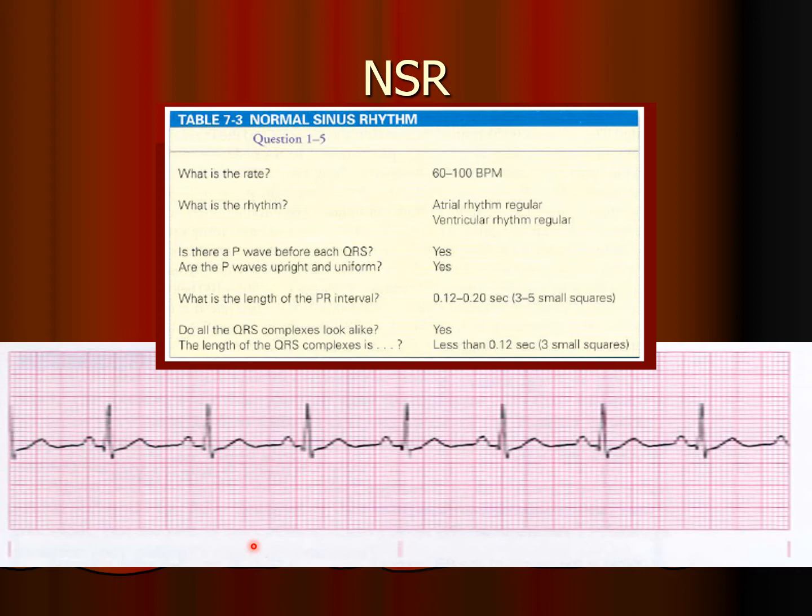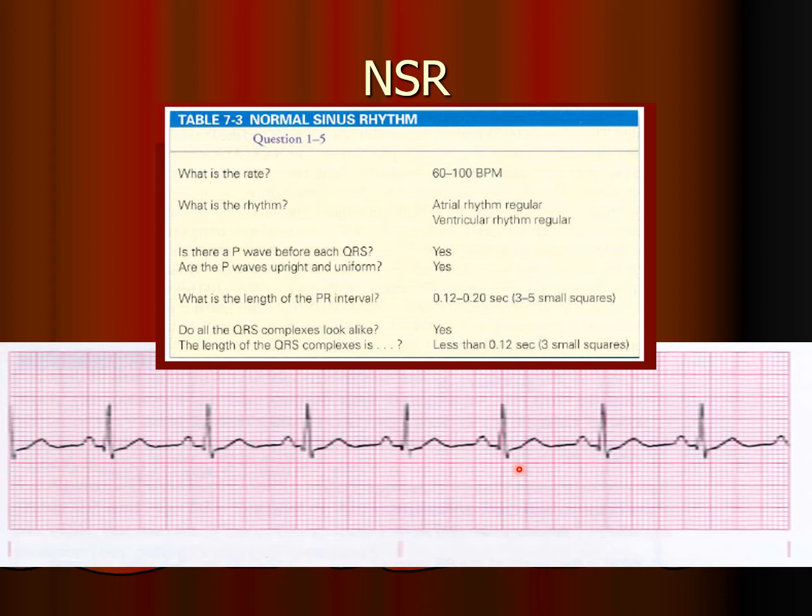Okay, so it's regular. Is there a pretty perky upright P wave before every QRS? So, a pretty little perky upright P before every QRS, and they're upright and uniform. They pretty much look the same, right? We want them to look all the same, and they do.